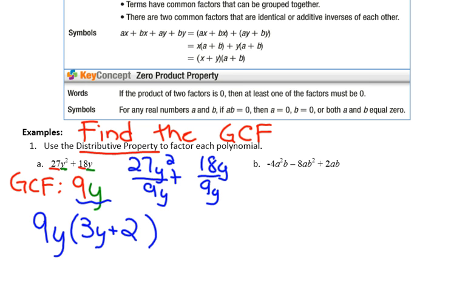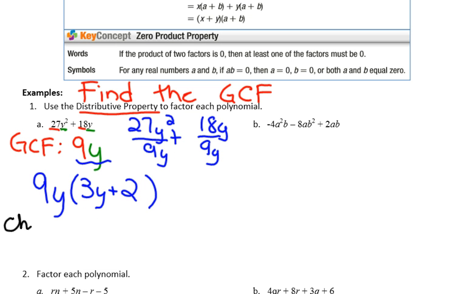So I have now factored it, right? I have now taken 27y squared plus 18y and I have written it as the product of two factors, 9y times 3y plus 2. All right, that's what I've done. You can always double check it. If I wanted to check this, I can go through and re-multiply through. 9 times 3 was 27. Y times y was y squared. 9 times 2 was 18, and then just y. So that's my check.